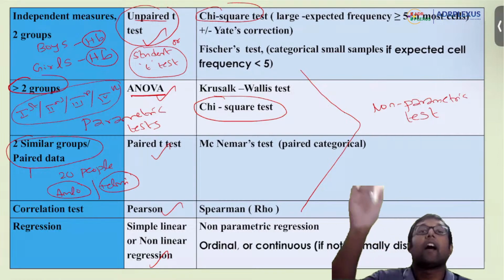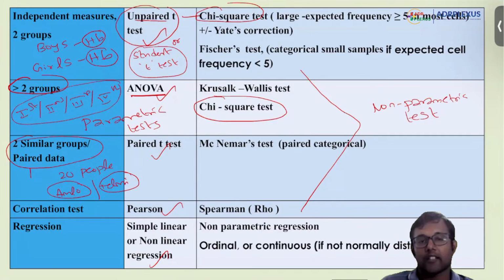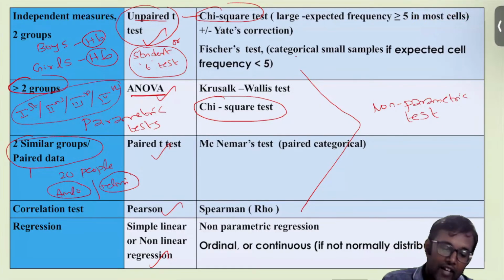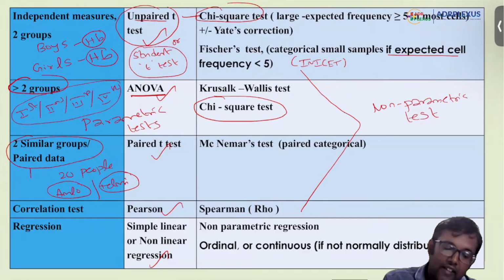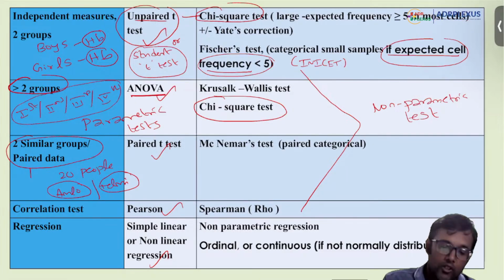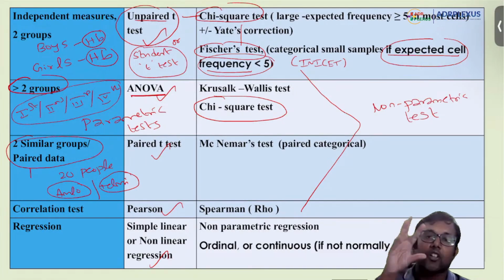Similarly, we will see the non-parametric equivalent. For the unpaired test, the non-parametric equivalent is the chi-square test. But here comes one point. One time they asked in our INI-CET exams: if the expected cell frequency is less than 5, what test do you use? So instead of the chi-square test, you can use the Fisher test. Fisher, like a fish.